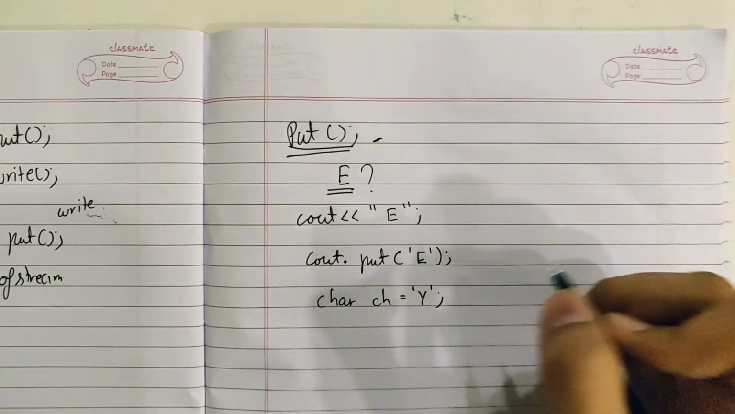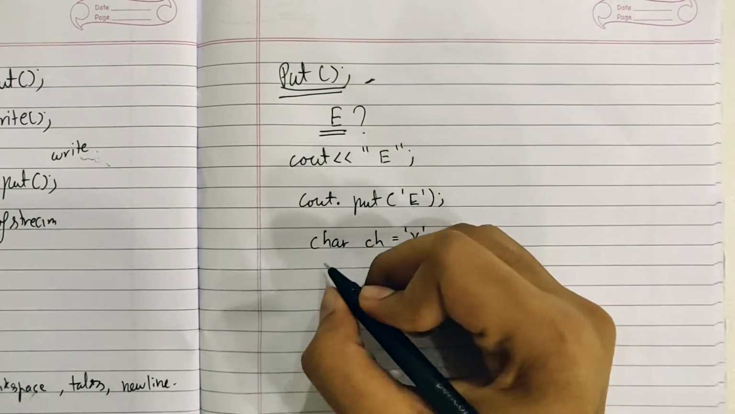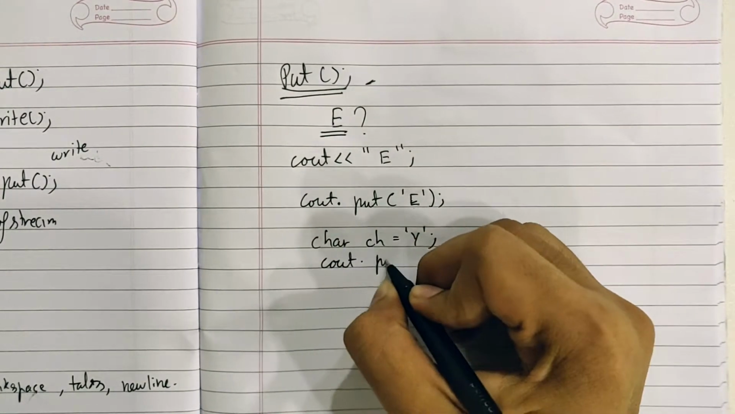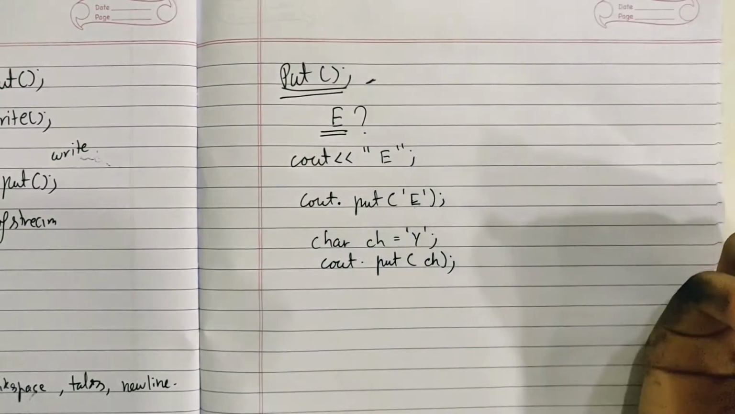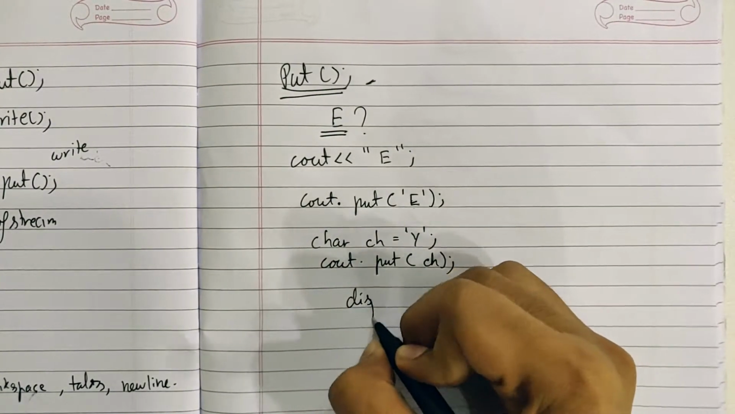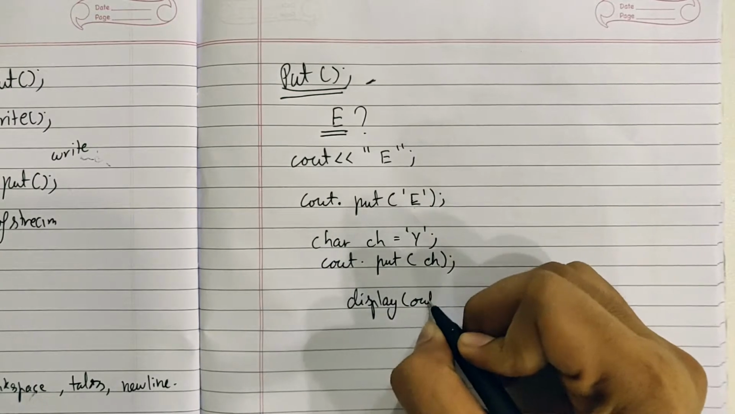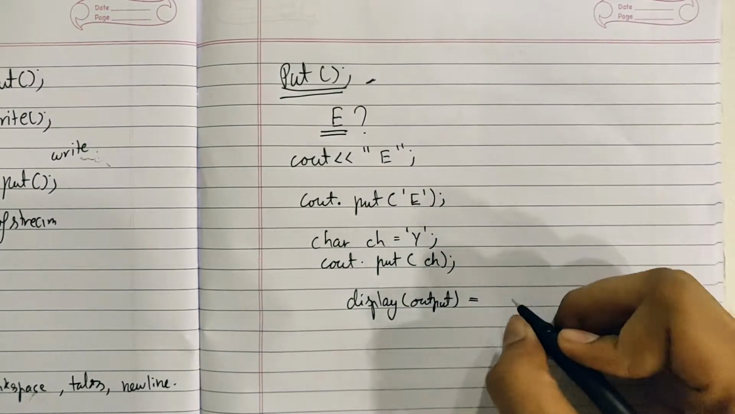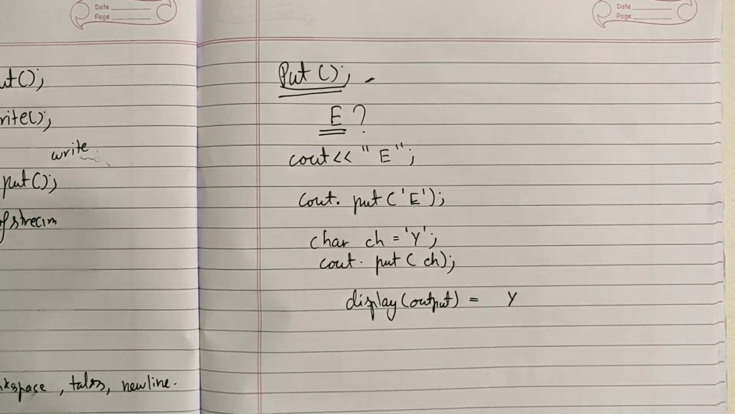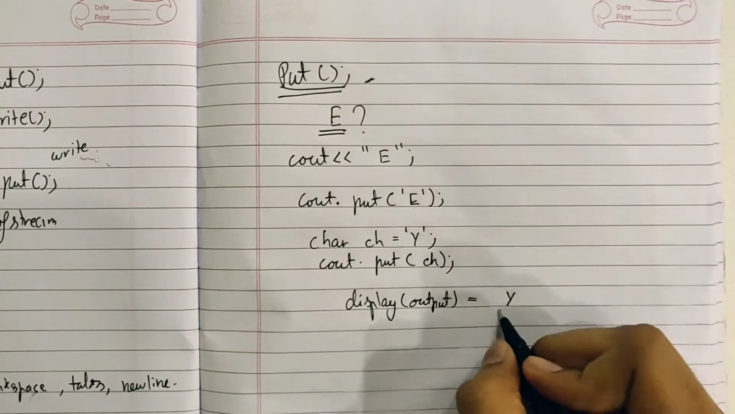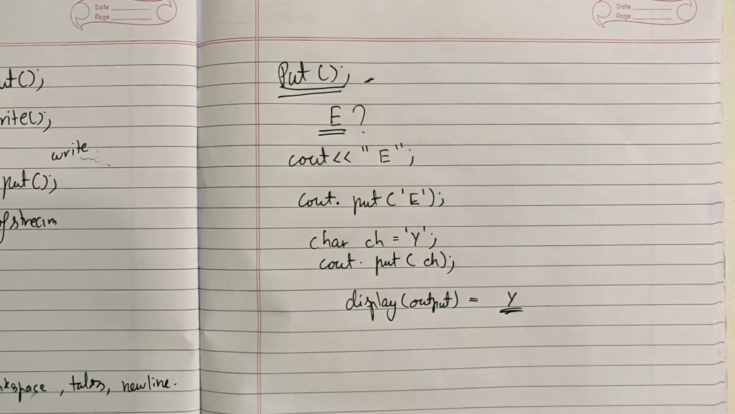Now you want to print y using put, so it goes like cout dot put and simply write ch. This will display the output, that is, the output is y on the console. Okay, so this is how you use put. The display will be y. That is it. Now we'll further move on to a simple code which will explain the working of both.